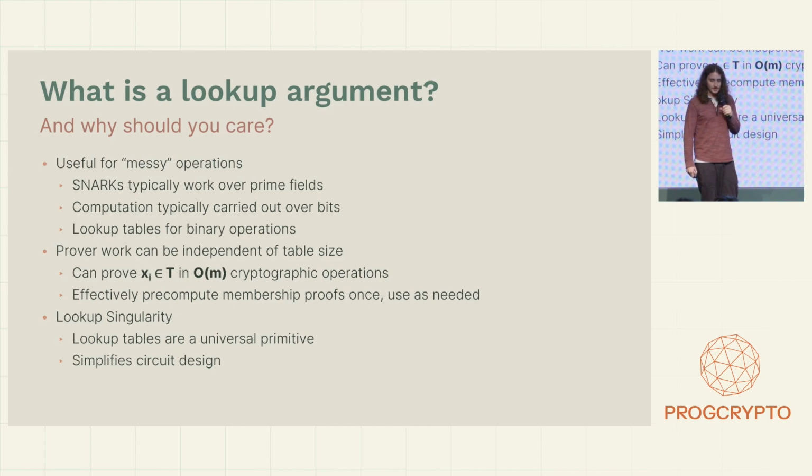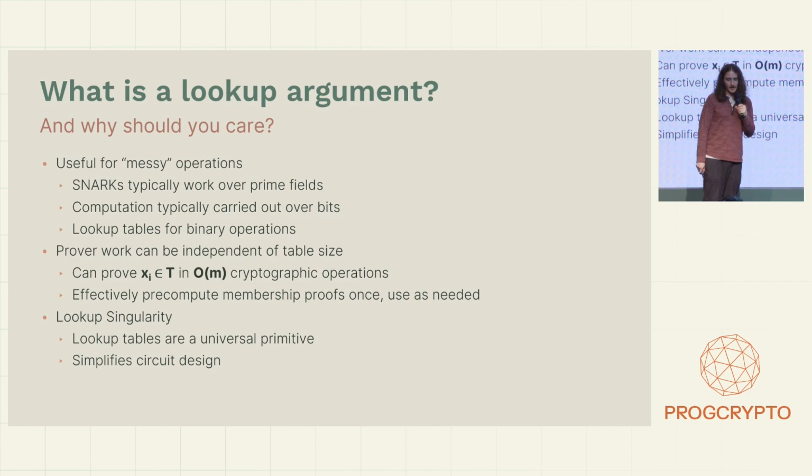So why should you care? There's lots of really cool work in lookup tables, and they're a big part of modern SNARKs and making things fast. The lookup argument itself can be independent of table size, so I'll talk about that with CQ, which is part of the Caulk line of work. Effectively you just pre-compute all of the lookups and then look them up as needed, so you don't do cryptographic work dependent on the table size when you're proving.